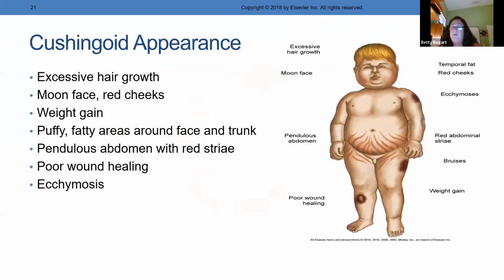So what do you see also besides these skinny little arms that I'm talking about? All of a sudden kids are getting chin hair on their little chins, that big round face, the weight gain for sure. But anything with steroids, you're going to see that poor wound healing that goes on, and you're going to see bruising going on. And of course, those fatty areas, like I said.